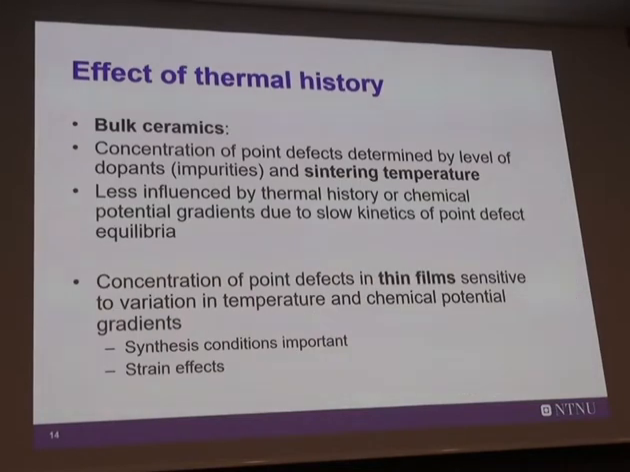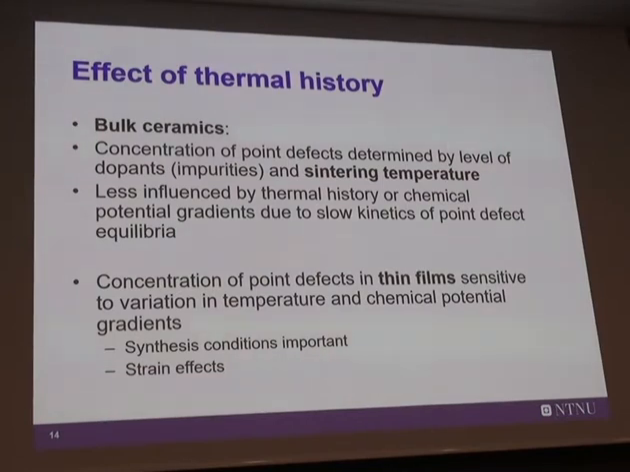So let me try to summarize that. If you have a bulk ceramic, the concentration of point defects is determined by the level of dopants and impurities, which you can never avoid, and the sintering temperature. The sintering temperature defines where you fix the microstructure. And normally, if you change the temperature after the sintering, it doesn't really matter. You cannot influence the concentration of the point defects significantly. If you're clever, you can, but it's difficult. Normally you can neglect it.